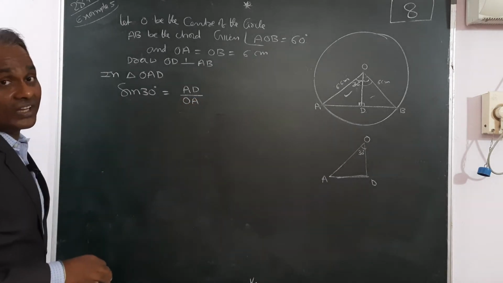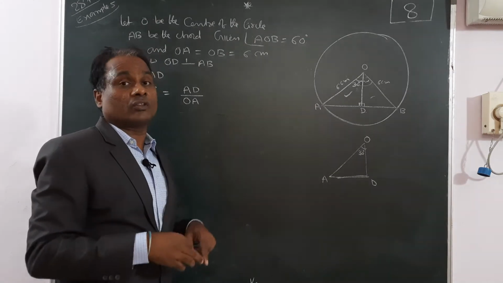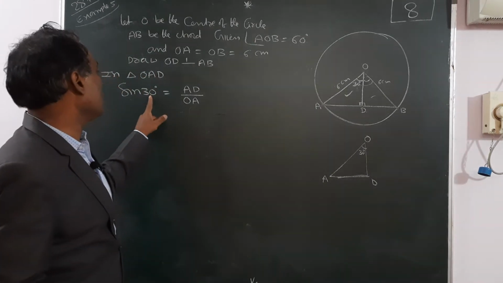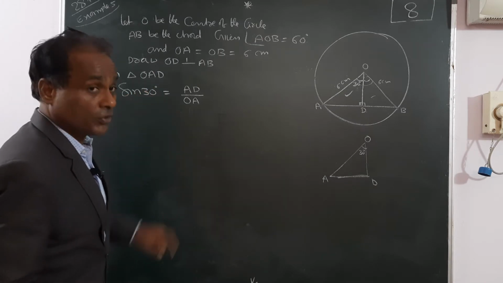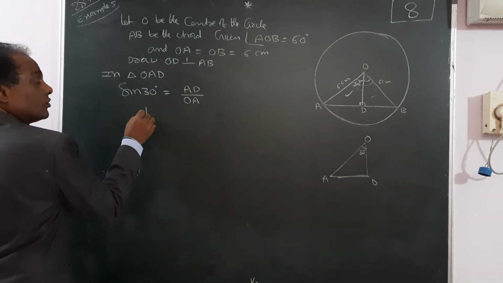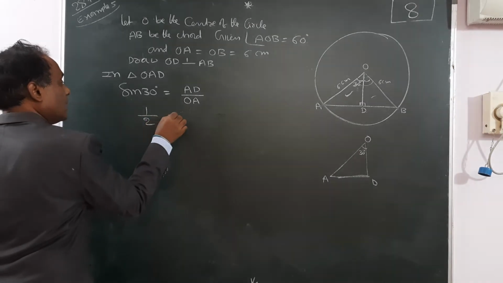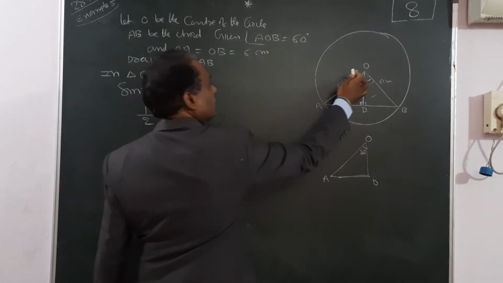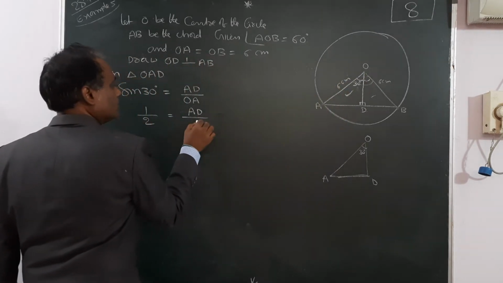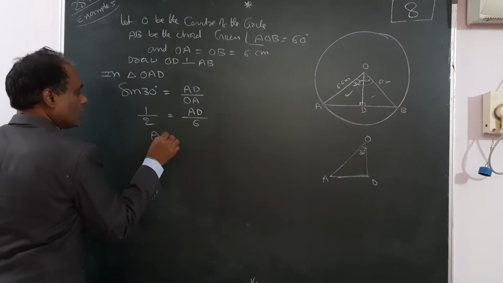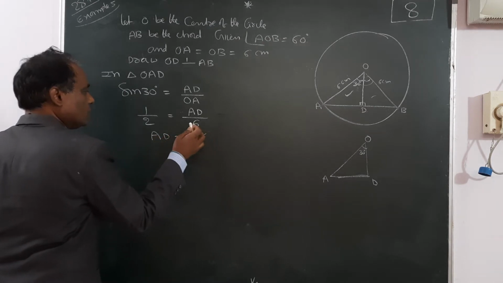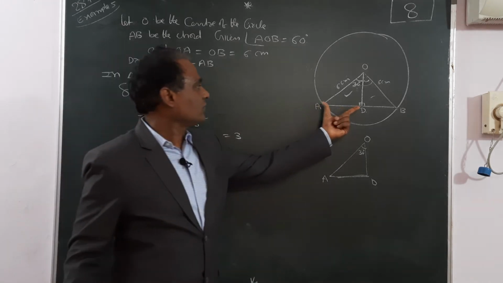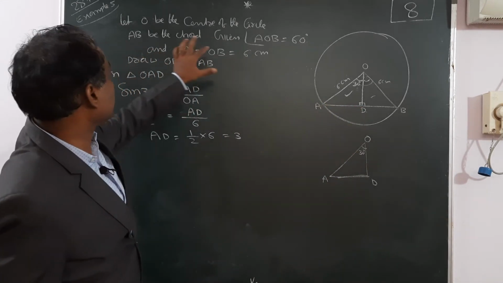Sin 30 value we studied and we derived and we prepared the table also. You have to remember the values of the trigonometric ratios for a few angles. So sin 30 value, see the table. Sin 30 is 1 by 2. AD by OA is 6. It is given in the problem. So AD is equal to 1 by 2 into 6, which is 3.